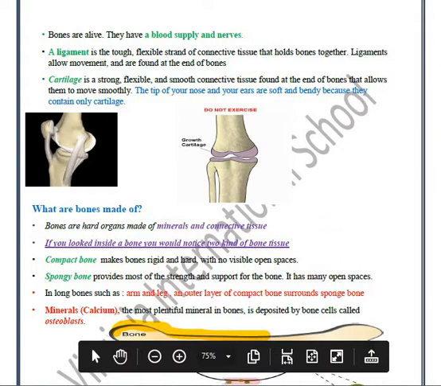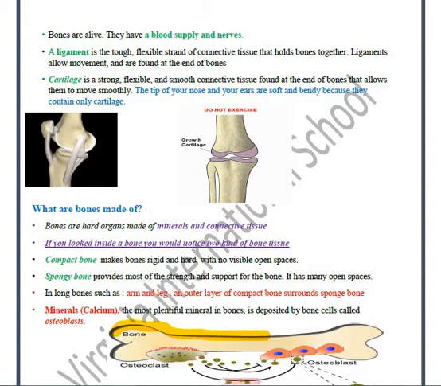As we know, the bones have a blood supply and nerve supply. That's why we can sense them. We can sense each and every vein inside them. Okay? The bones are connected to each other through a tough and flexible strand that's called ligament. So the ligament is a tough strand that connects the bones with each other.